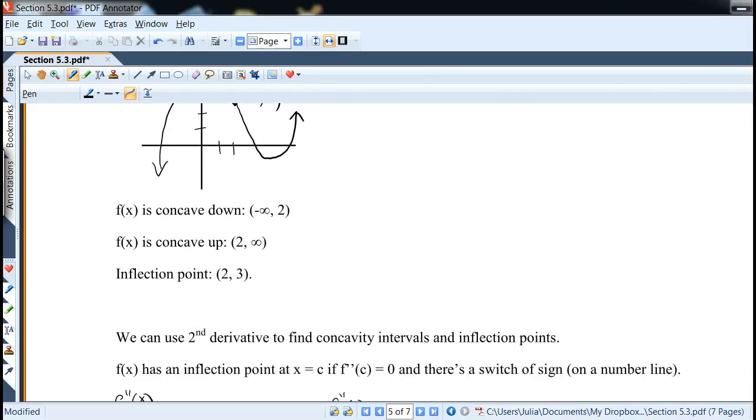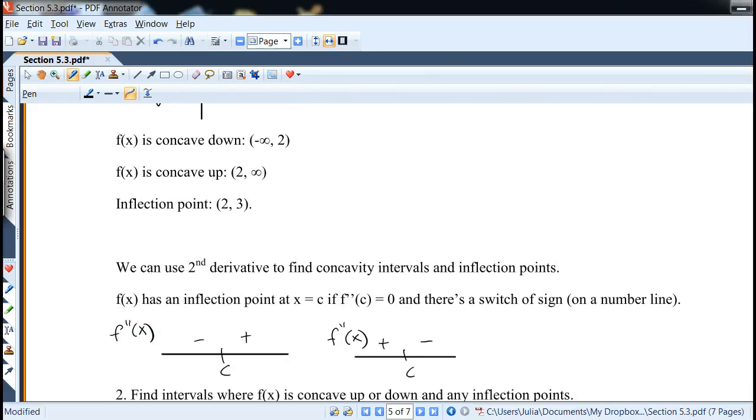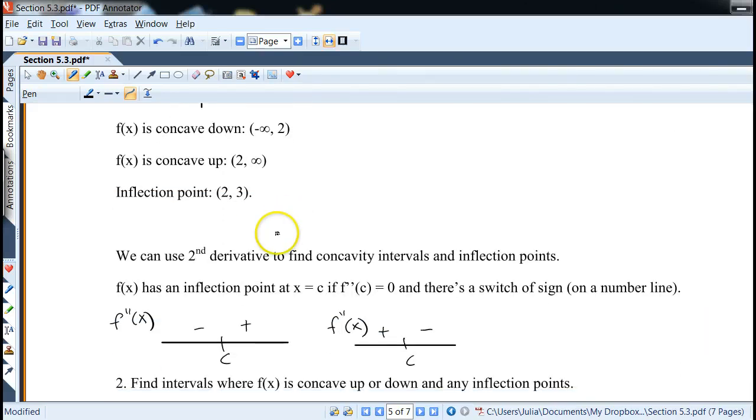Now, if we look at the equations, we can use second derivative to determine concavity. So we can find concavity intervals and inflection points. So f of x has an inflection point at x equals, let's say, c, if the second derivative at that point is 0 and there is a sign switch on the number line. So if you draw a number line just like we did with first derivative, but you're plugging into the second derivative.